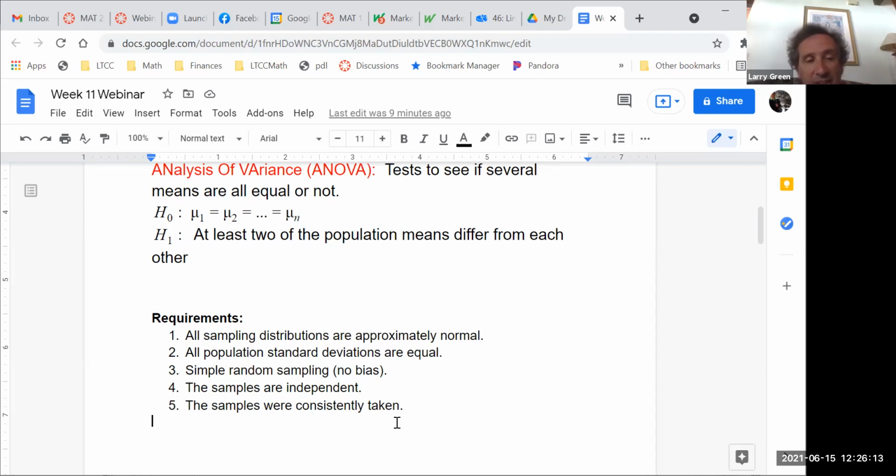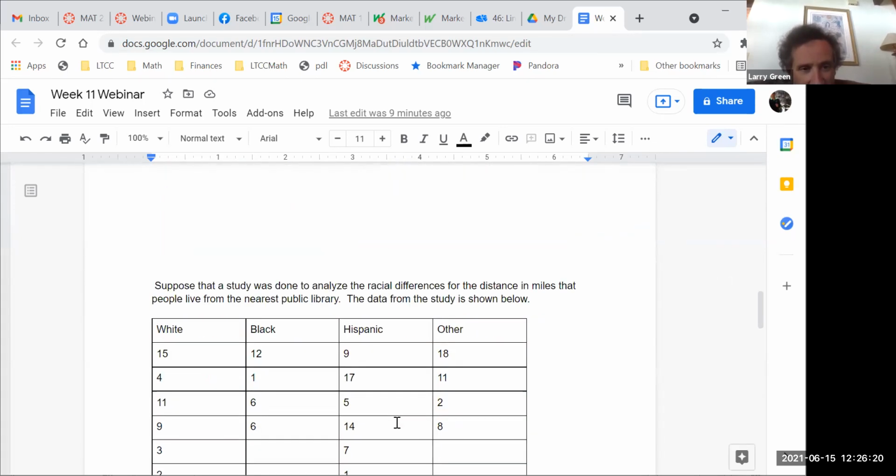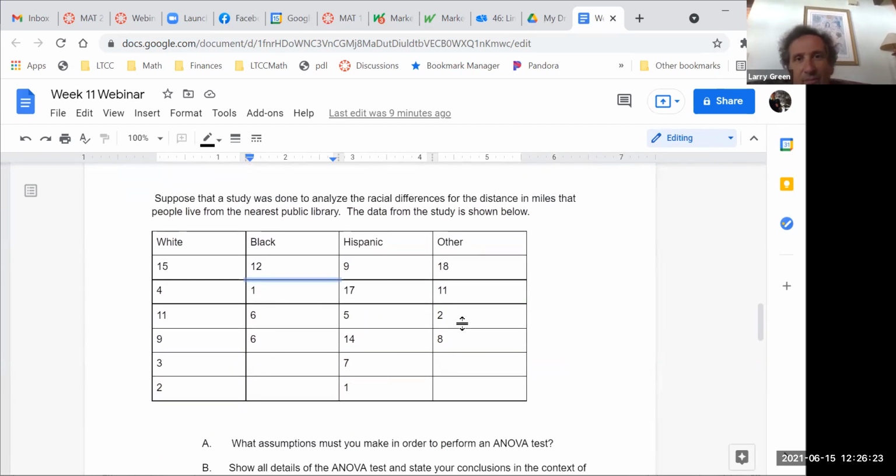Okay, if there's no more questions, I think the best way to do this is by example. So I just made up an example. Suppose that a study was done to analyze the racial differences for the distance in miles that people live from the nearest public library. So for example, I live 2 miles from the nearest public library. I don't know what you all live, but it's 2 miles. The data from the study is shown below.